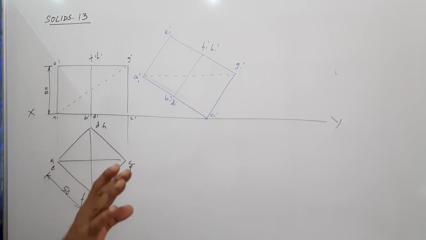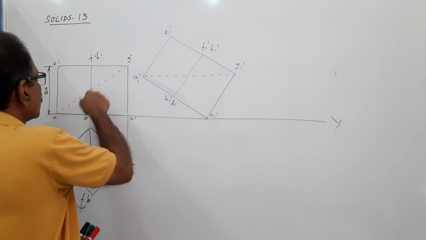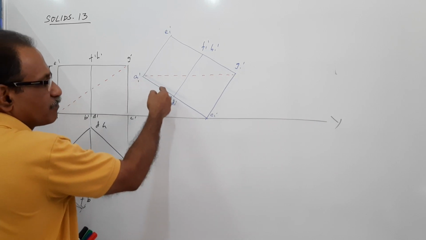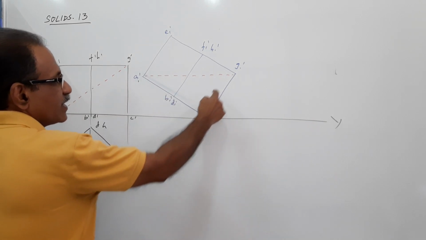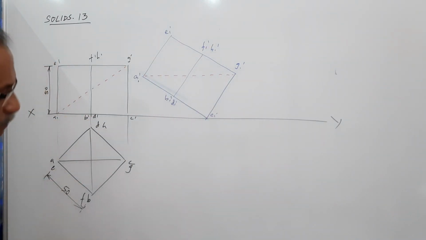We can use many methods to redraw this. Find out this angle. When this is horizontal, this angle can be determined. This angle is equal to this angle. So take that angle and reconstruct it.